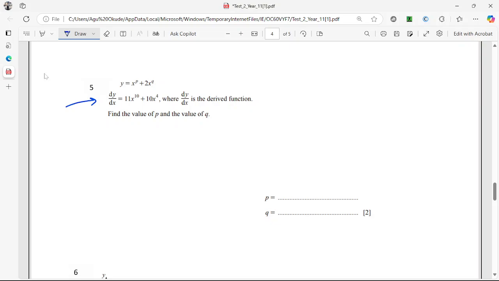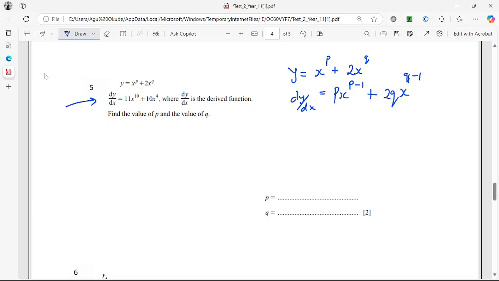Now what you do here is that if your function is x to the power of p plus 2x to the power of q, now your dy over dx should be what? The p comes to the front, which is px to the power of p minus 1, then plus 2q x to the power of q minus 1.